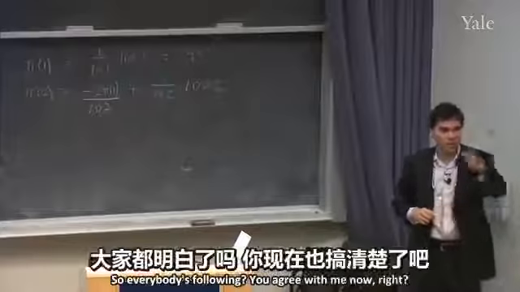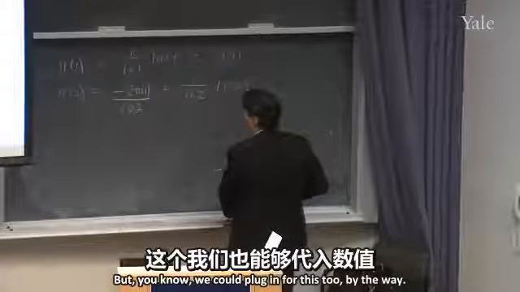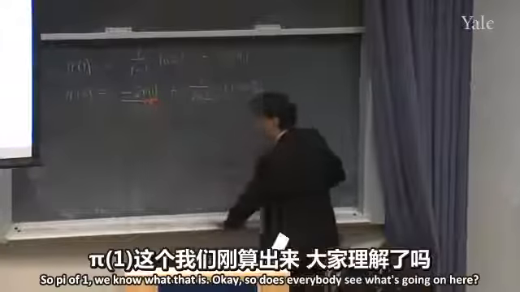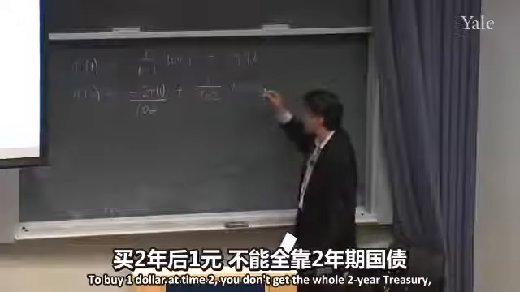So everybody's following, you agree with me now, right? But we could simplify. We could plug in for this too, by the way. So pi of 1, we know what that is. Okay, so does everybody see what's going on here? To buy $1 at time 2, you buy.